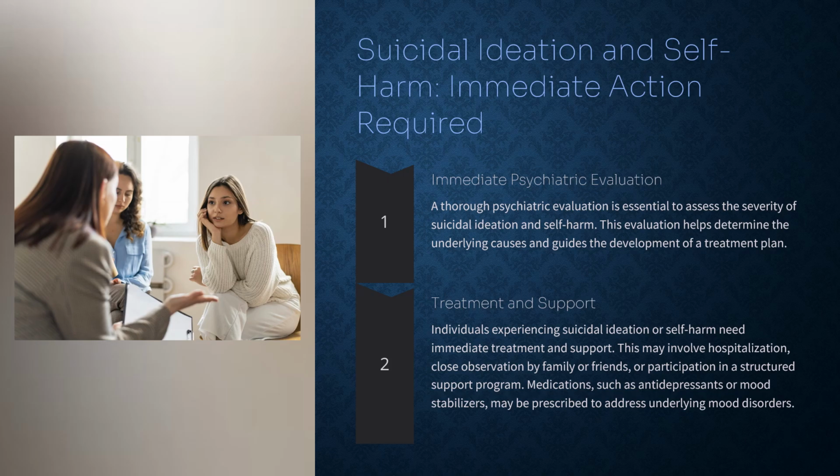So, why the suicidal ideations are happening, what is the underlying cause, and that is important. And then treatment and support. So, individuals experiencing suicidal ideation or self harm need immediate treatment and support. This may involve hospitalization, close observation by family or friends, or if they are not ready to get hospitalized, at least participation in a structured support programs.